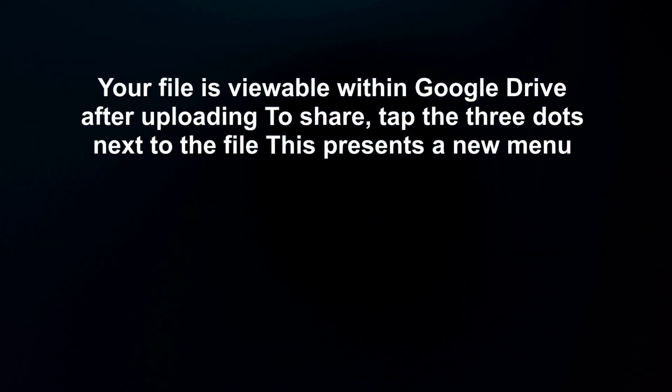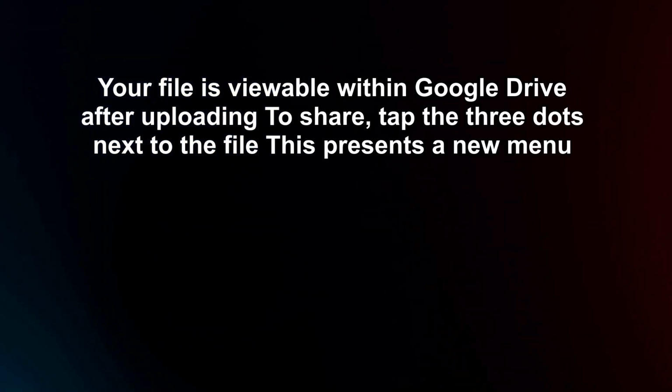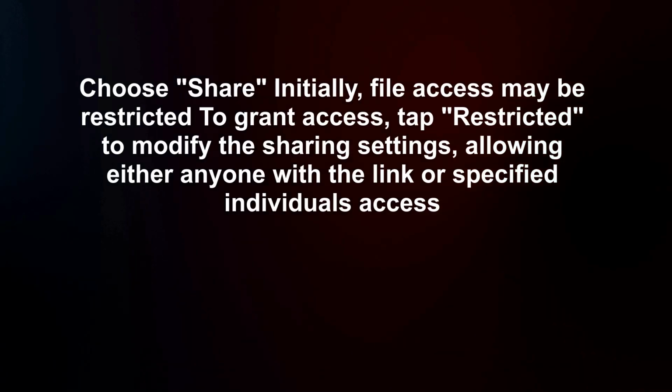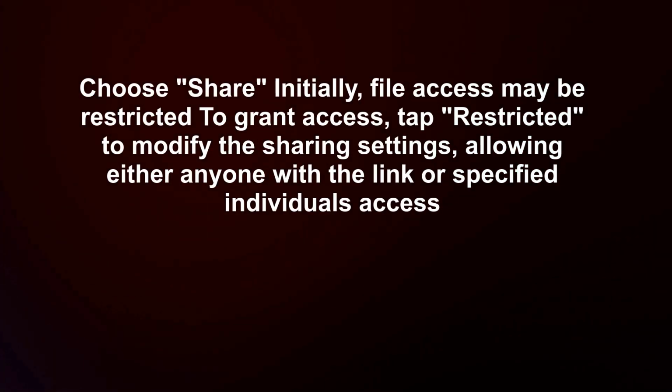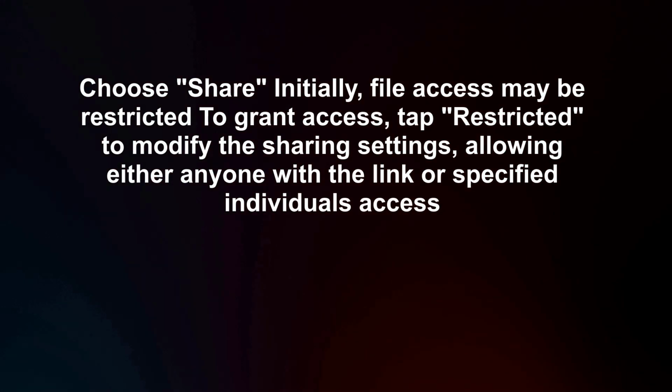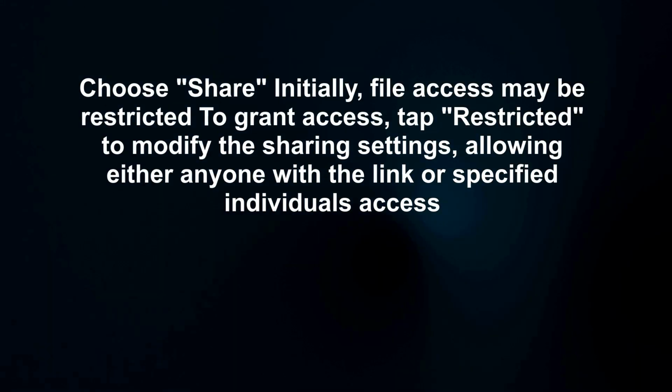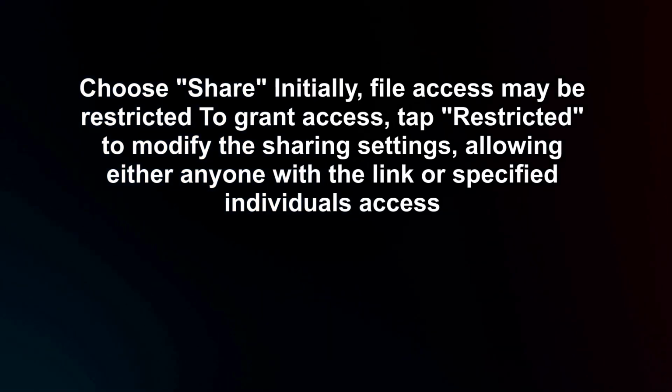To share, tap the three dots next to the file. This presents a new menu. Choose Share. Initially, file access may be restricted. To grant access, tap Restricted to modify the sharing settings, allowing either anyone with the link or specified individuals access.